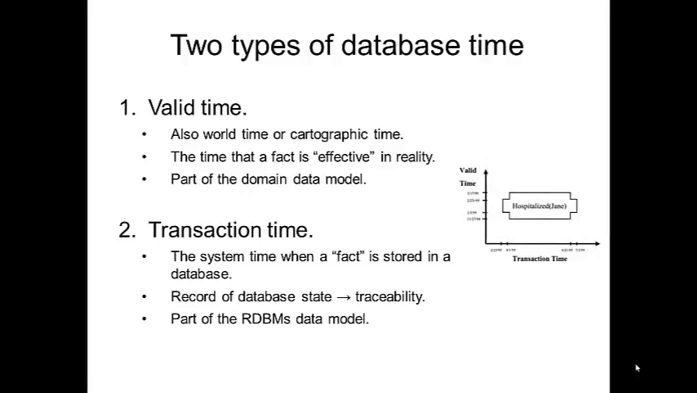The other type of time that we're interested in as database people is what's called transaction time. And this is to do with recording how a database itself changes through time. It is based on what's called system time, which is the computer time. And it records when a fact is stored in a database or when it is changed in a database. So it's a record of database history, not a record of the history in the real world.